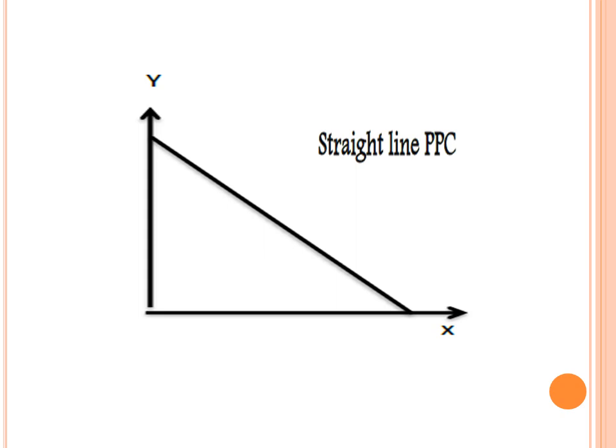To sum up, we have three different shapes of the production possibility curve. The first one is a concave production possibility curve, where the opportunity cost is increasing along the curve, while in the convex production possibility curve, the opportunity cost is decreasing along the curve, and the last one is the straight line production possibility curve, where the opportunity cost of producing any good in terms of the other good is constant along that line.